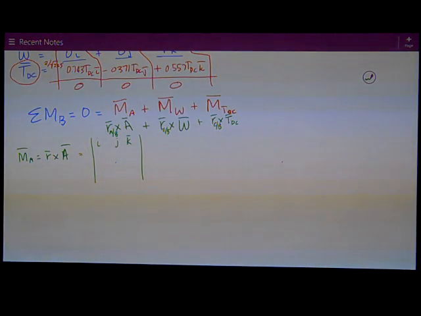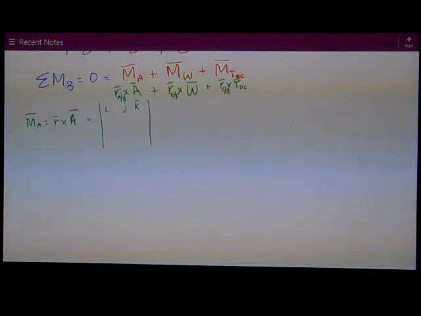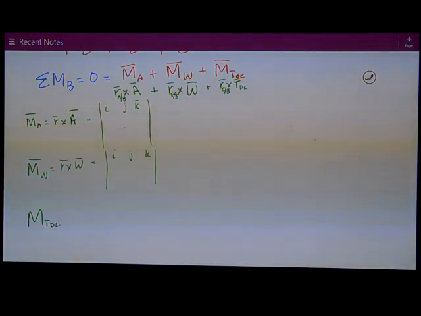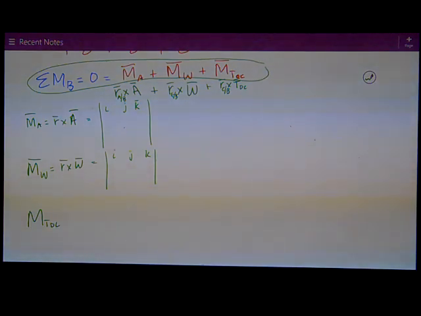I'm going to also do that same thing, and there's going to be some similarities, so I want to take those into account. I've got the moment caused by the weight, or the force. I've called it MW. That's R cross W, and that's a 3x3 determinant, IJK. And then I've got the moment caused by the force in the cable, TDC. I'm really just taking this equation right here and rewriting it vertically. That's R cross F. It's really R cross TDC.